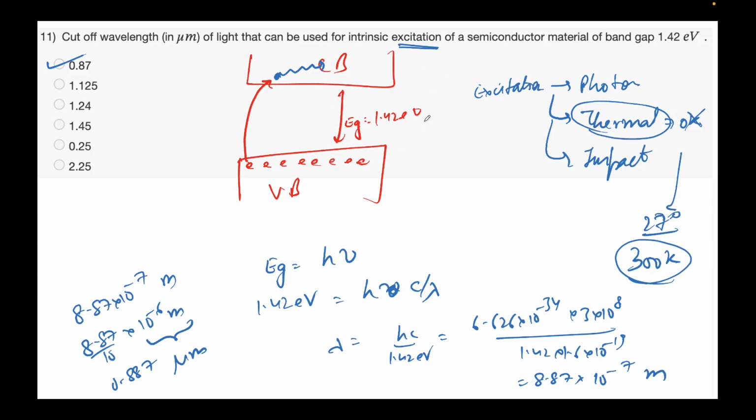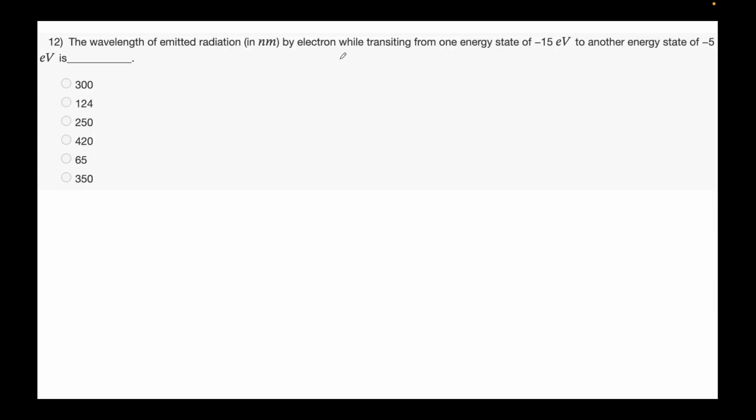At least 1.42 eV. You can provide higher also. Then the electron will jump from here and it will have some kinetic energy, or it can occupy some higher band. Okay, but this is the takeaway from this. And similarly, a similar problem for this.